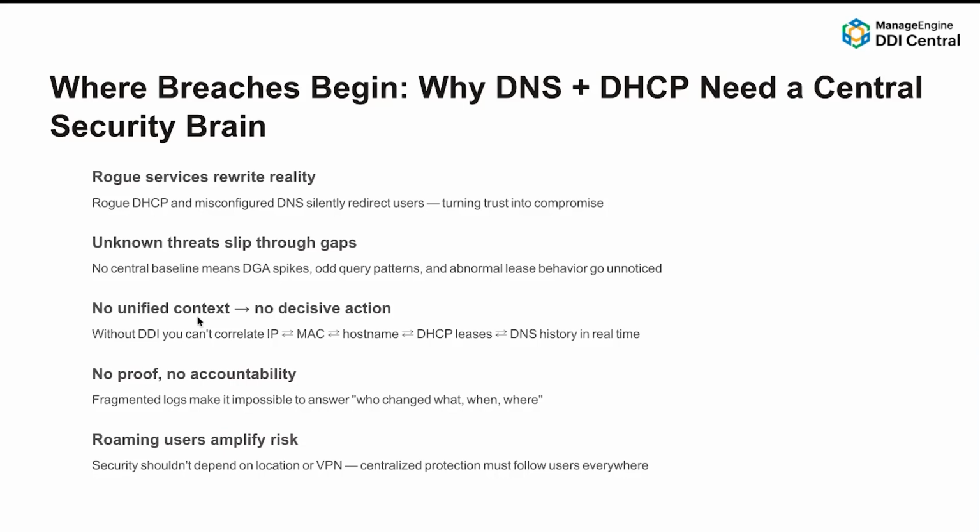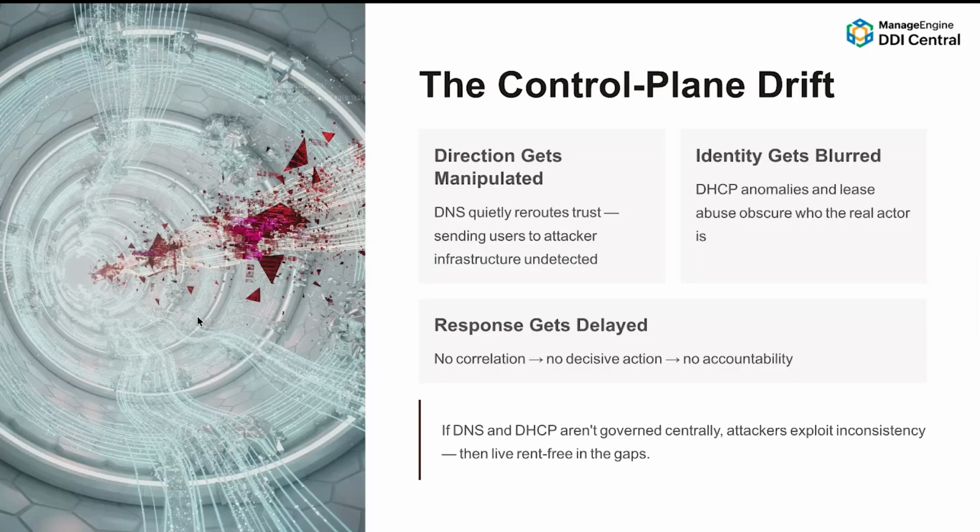Now, this brings us to the other part, where there is control plane drift. This is when the direction gets easily manipulated, identity gets blurred, and response gets delayed. If DNS and DHCP aren't governed centrally across a centralized control plane, attackers exploit this inconsistency and live in the gaps rent free.